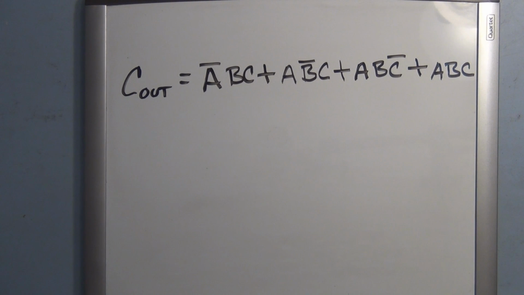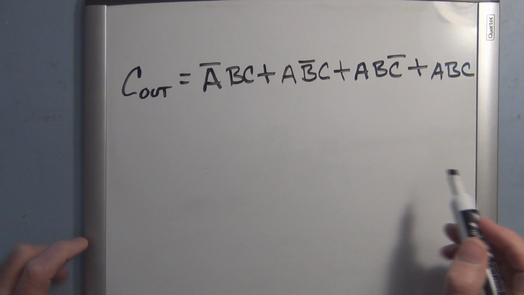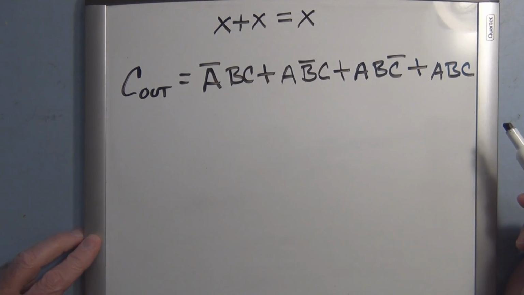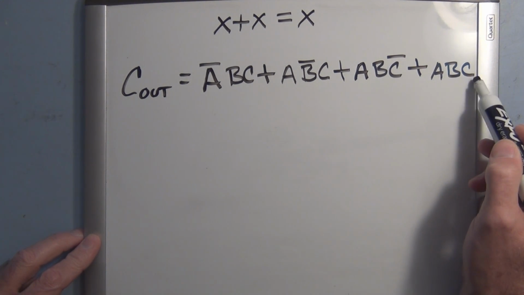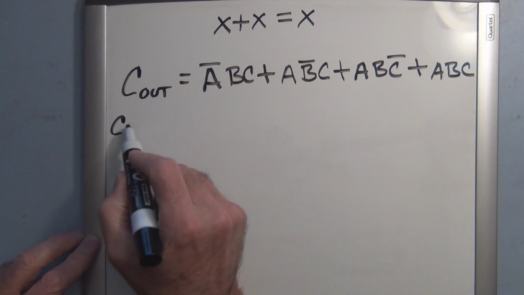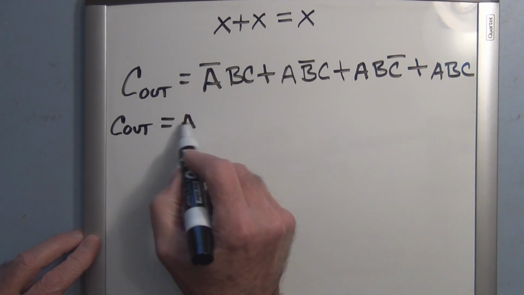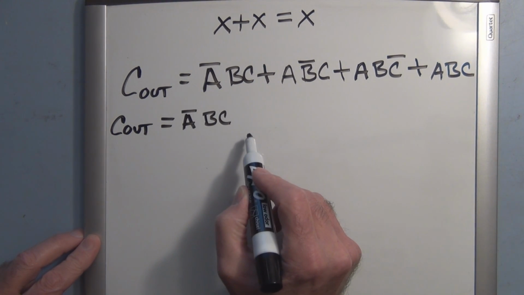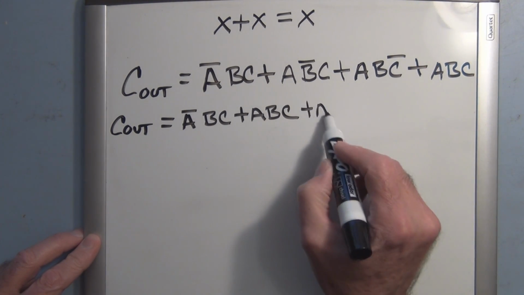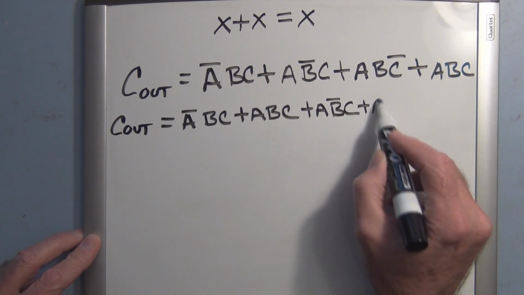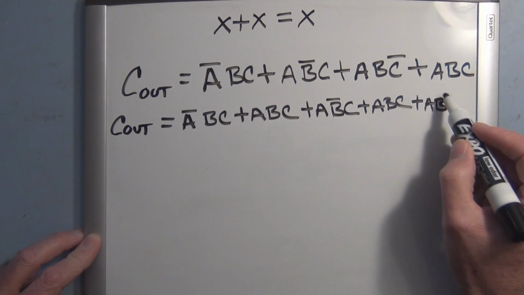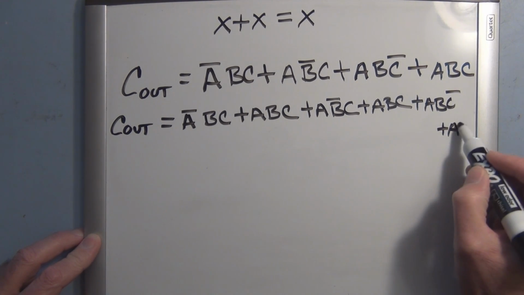Now we need to simplify this expression. To simplify this, we can use a little trick. Remember one of the theorems where x ORed with x is equal to x. So we can add an ABC term for each of these two terms without changing this expression. So this can become C out equal to A naught B C, or together with A B C, or together with A B naught C, or together with A B C. And then of course we have A B C naught, and this final A B C.